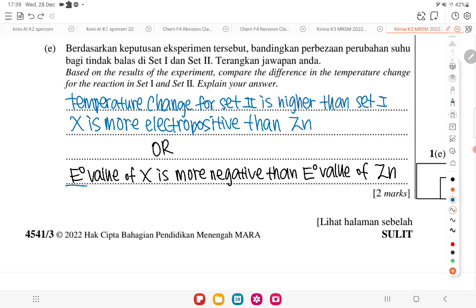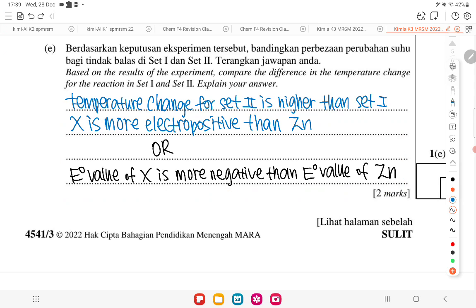Because the more negative the E0 value, it means the more powerful gangster. So X is more powerful than zinc. When X is a more powerful gangster, it will produce higher temperature. So remember, in metal displacement, the more powerful the gangster, the greater the temperature change they will produce. So that's it. These two answers, you can write either one. You don't need to answer both.